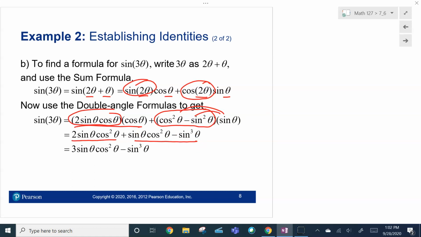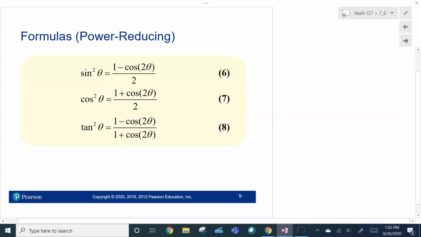And then I'm going to combine the sine theta cosine squared. So there's 3 sine cosine squared minus sine cubed. So there's a formula for the sine of 3 theta, just using the sum formulas there.